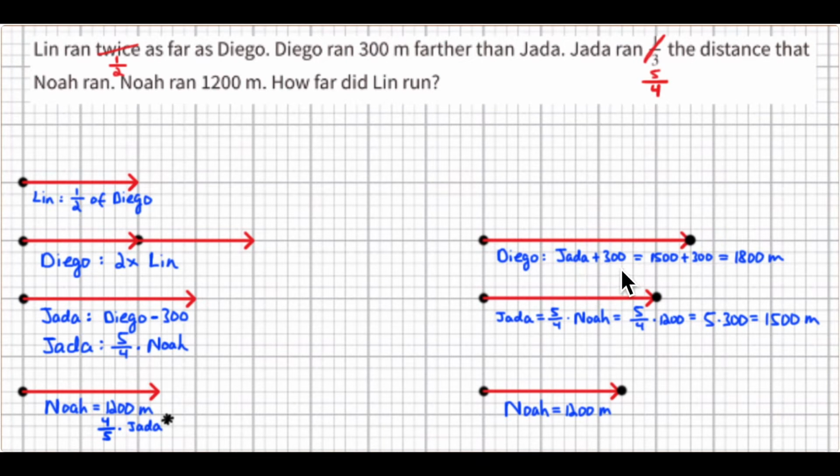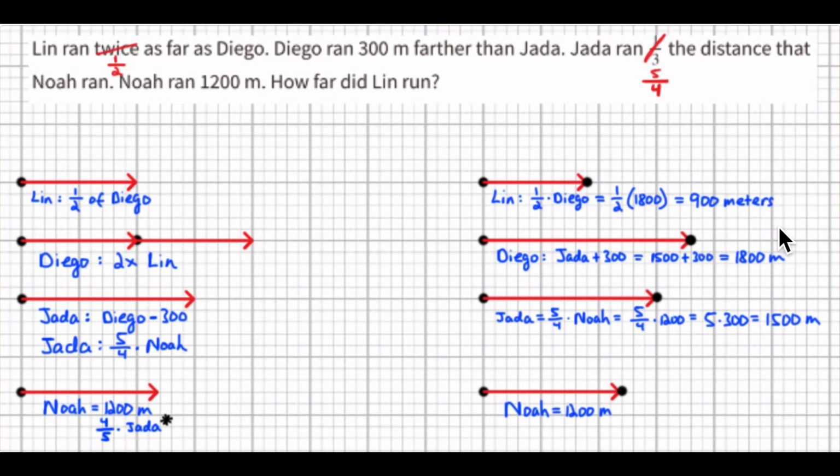And Diego ran 300 meters farther than Jada, because we're given that Jada ran 300 meters less than Diego. So that means that Diego ran 300 meters more than Jada. So 1,500 plus that 300 meters is 1,800 meters. And Lynn ran half as far as Diego, because Diego ran twice as far as Lynn. So the reciprocal or inverse relationship is that Lynn ran 1/2 the distance of Diego. So 1/2 of 1,800 is equal to 900 meters.